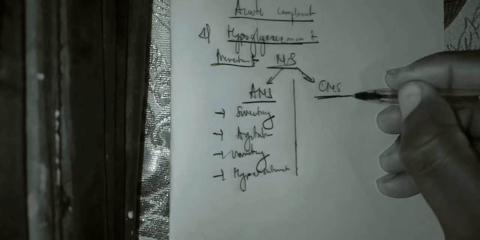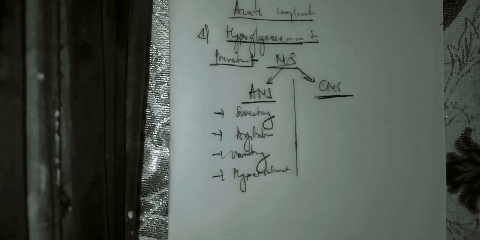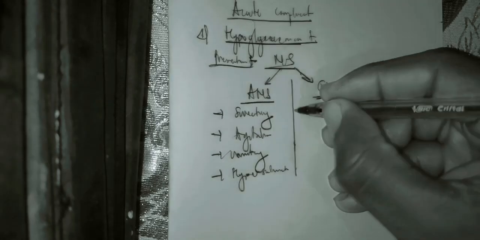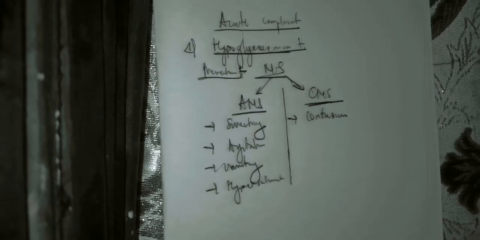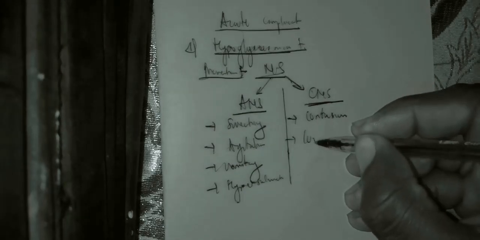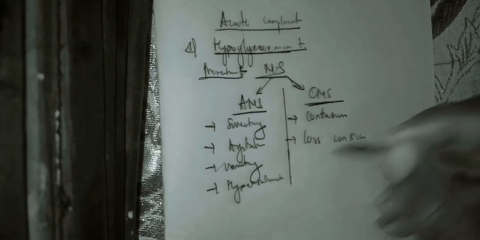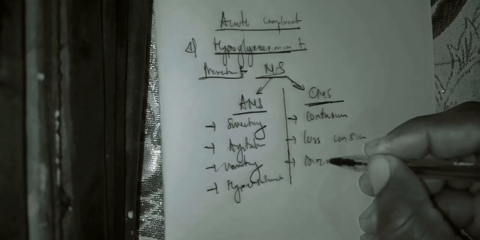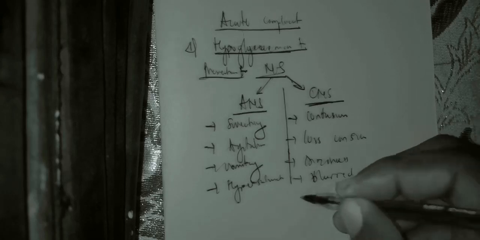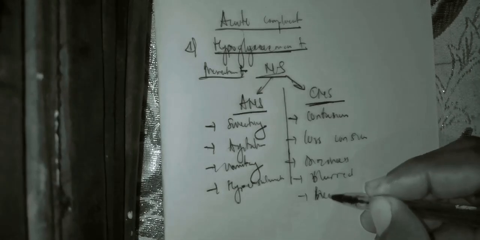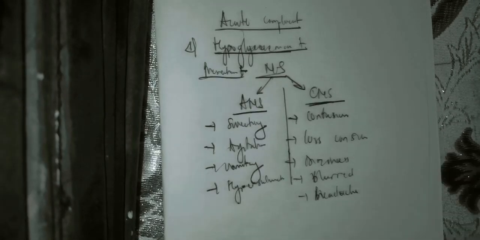Now, the central nervous system signs of hypoglycemia. When you are hypoglycemic, the brain does not function effectively. You are going to have things like confusion. Generally, the patient is confused and may lose consciousness after confusion. The patient may be dizzy, and we have things like blurred vision, and sometimes headache. Generally, those are the signs of hypoglycemia.